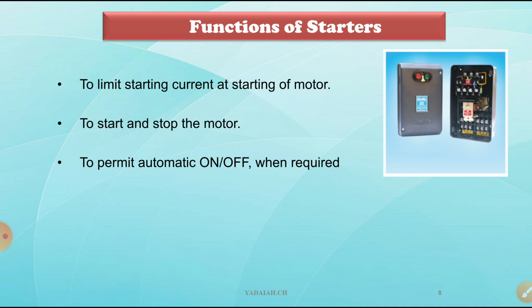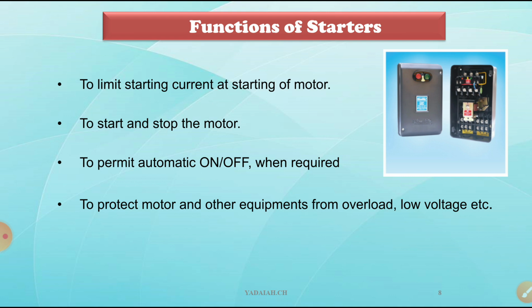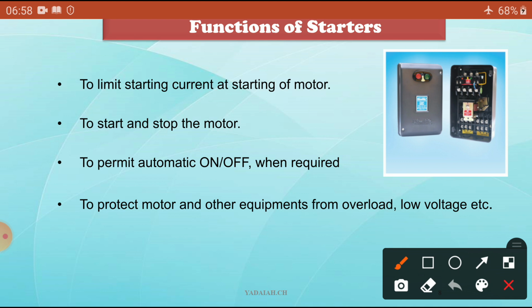And to protect the motor and other equipment from low voltage also. That means if the voltage is low, it will draw more current, and our motor winding will burn. Suppose our motor is designed for 410 volts. It will operate plus or minus 10%. If the voltage is less than that, what is the value? Here we take the 10%, so you take minus 41 and plus 41.